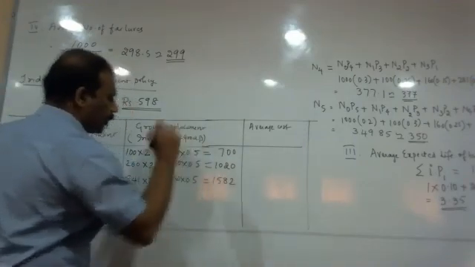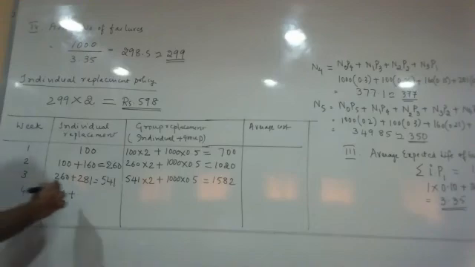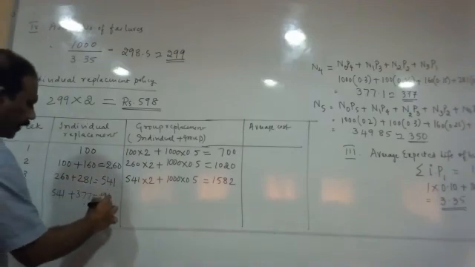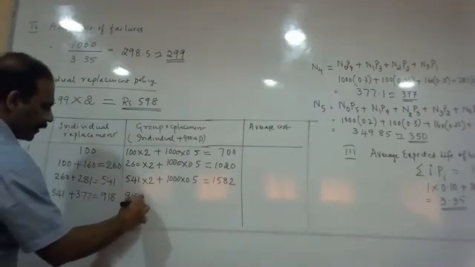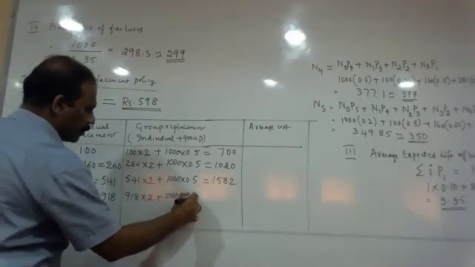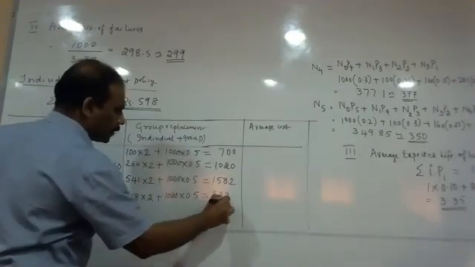1582. Good. Now we'll come to the fourth week. How do we write the fourth week? It is the third week value 541 plus the failure in the fourth week. 377. If you add both, how much do we get? 918. So this will become 918 into 2 plus 1000 into 0.5. If you simplify this, how much do we get? 2336.